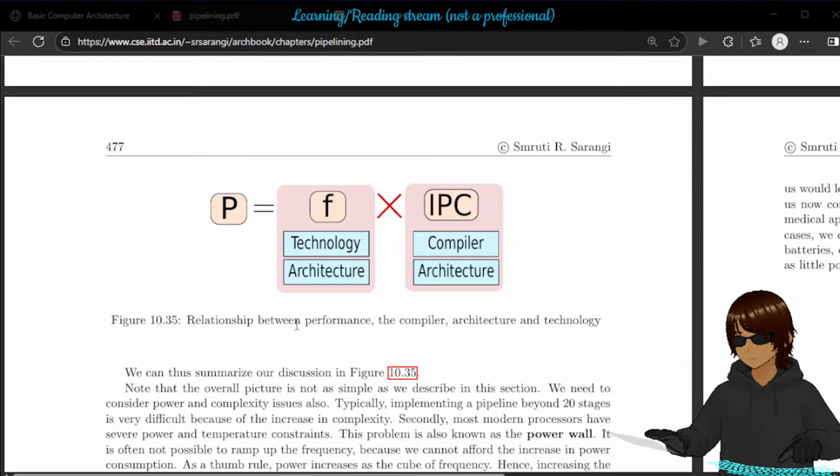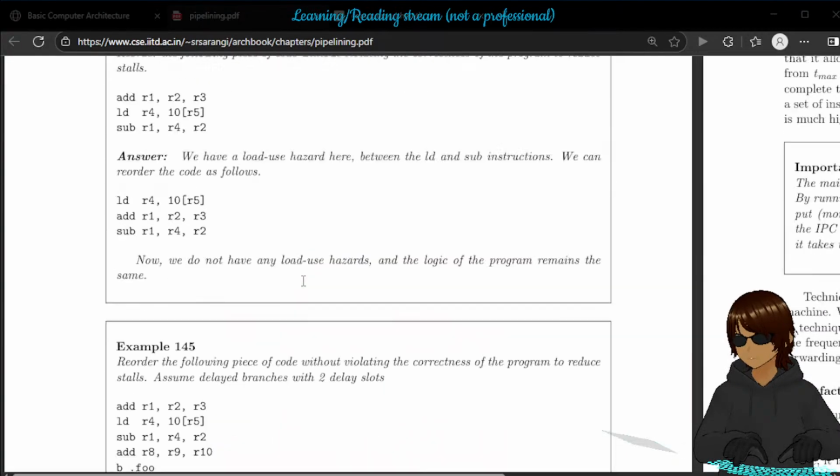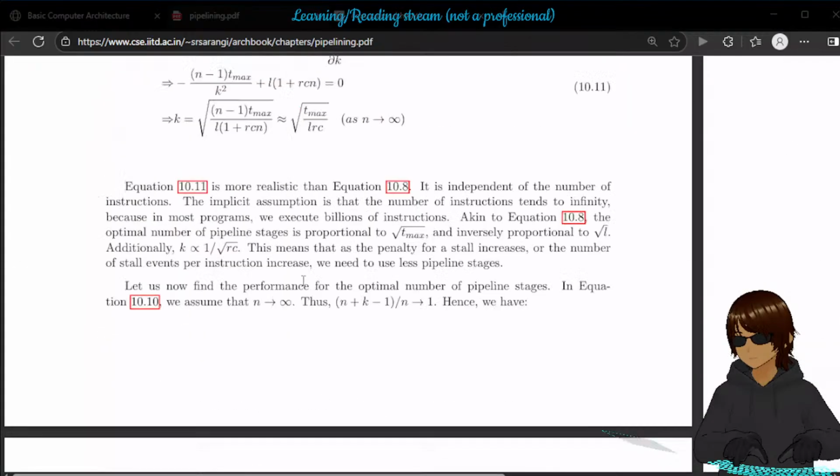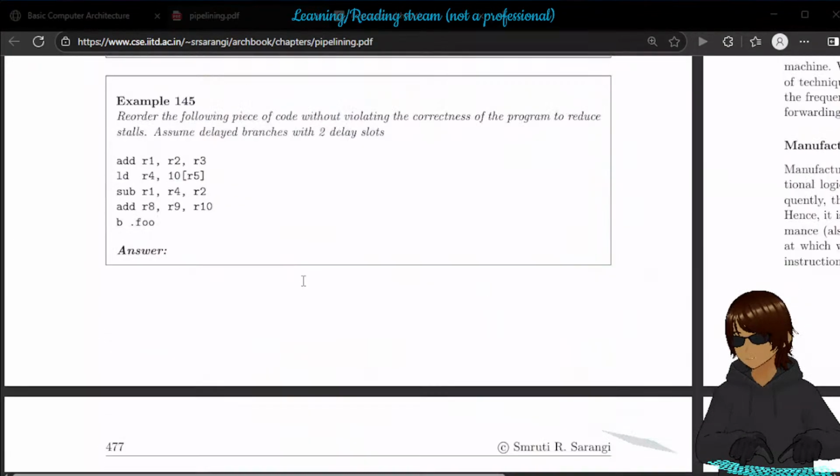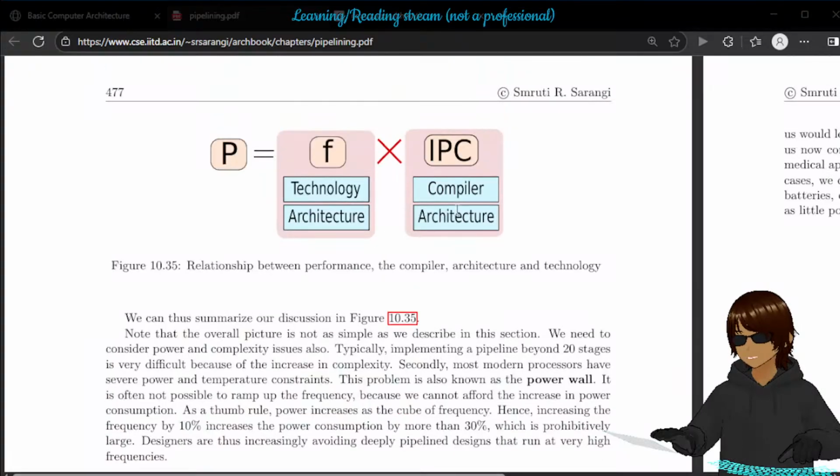So, the relationship between performance, the compiler, architecture, and technology. Wait, hold on. It's frequency divided by the CPI, right? Why is it this IPC?